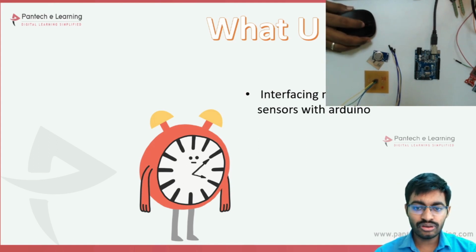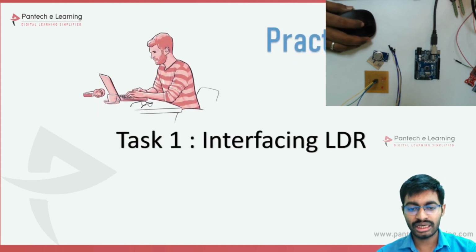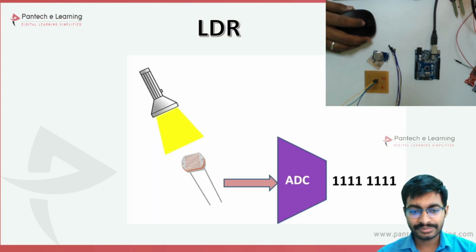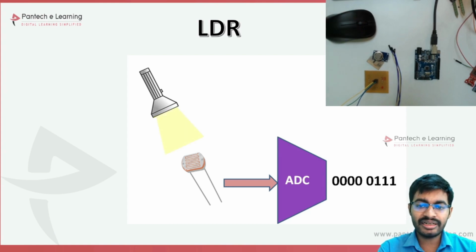Once we go through this kind of session, the first session will be for interfacing with the LDR, and the second one is for interfacing the gas sensor. So first let us start with the LDR. LDR is commonly said as light dependent resistor. Within this light dependent resistor, we will need the required knowledge on the ADC.